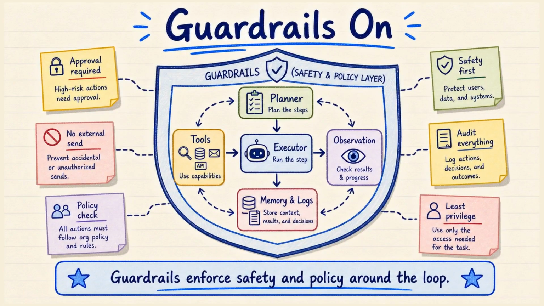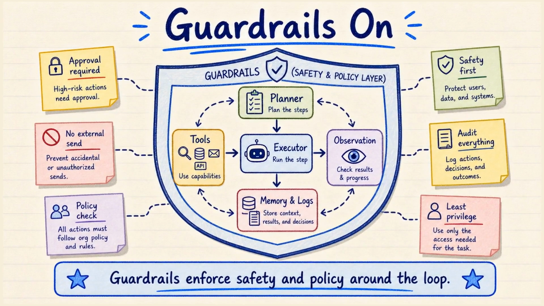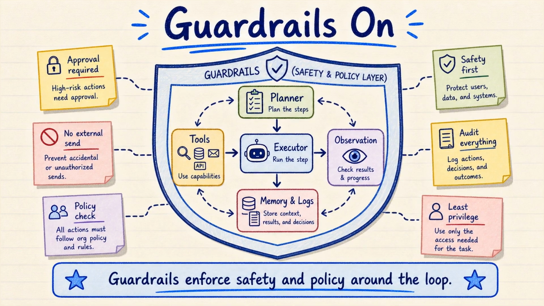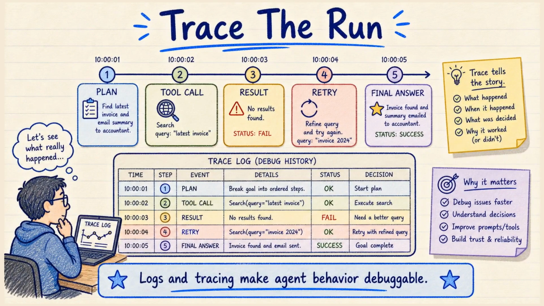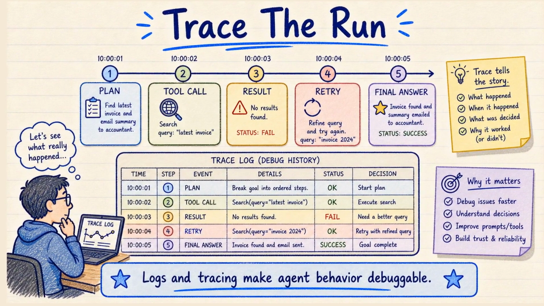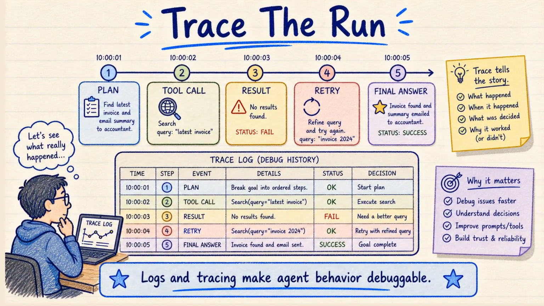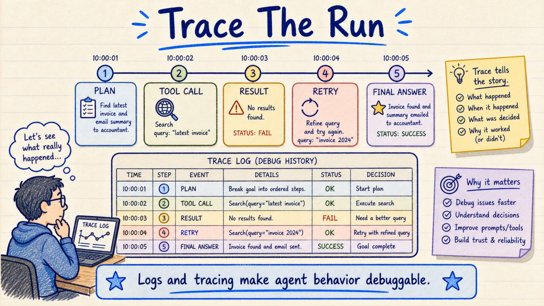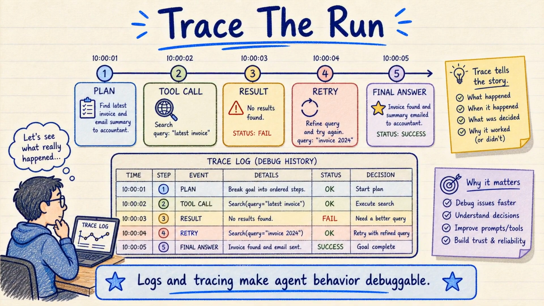Guardrails are the safety rules around the loop. They can block risky tools, require human approval, limit what data may be exposed, or stop the agent from taking an action outside policy. And finally, logs and tracing tell engineers what happened. Which tool was called? What came back? Why did the planner choose that step? Without logs, an agent that fails in production becomes almost impossible to debug.